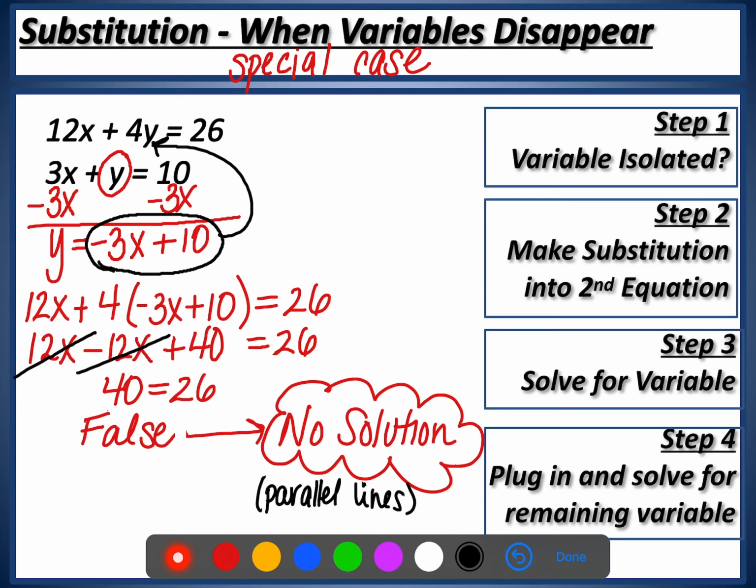Okay, so I bet if we took each of those equations and put them into slope-intercept form, which one of them already is, that you would have the same slope in each equation. So we know that same slope, parallel lines, they would never intersect, which is how we get no solution.